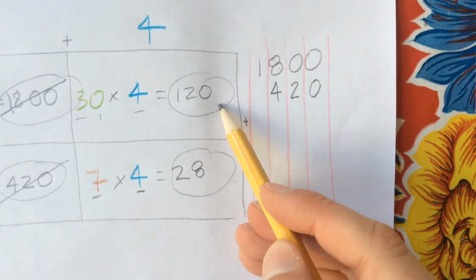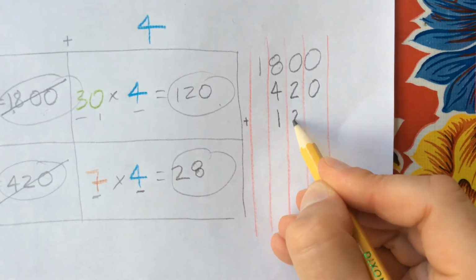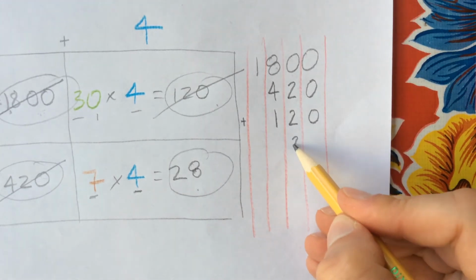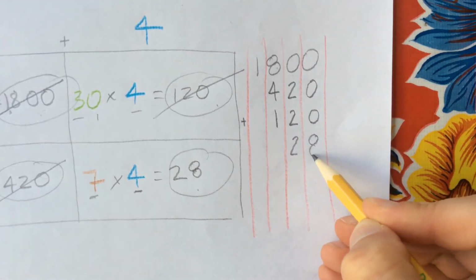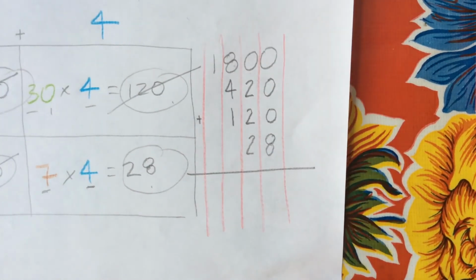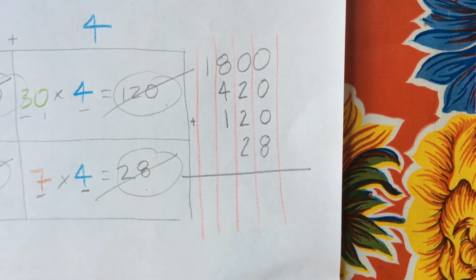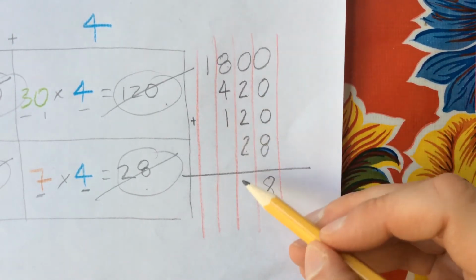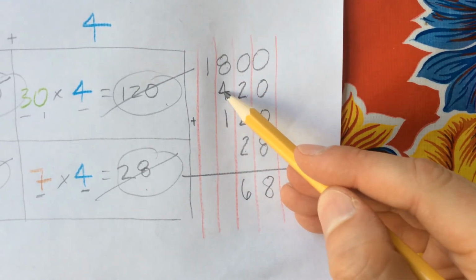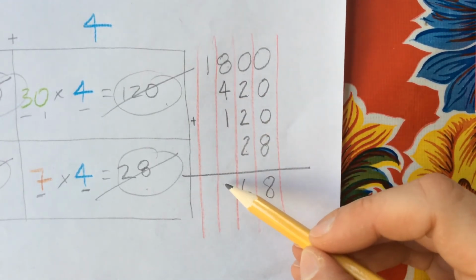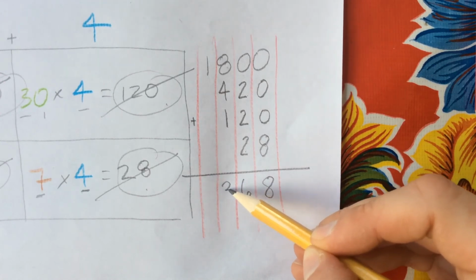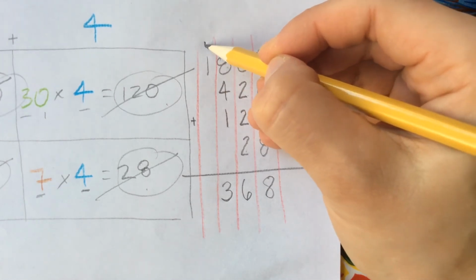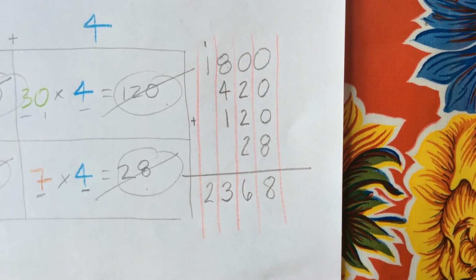And then I look at my 120. And again, my 100, my 20, 0 ones. And now my 28, the 20 goes into the tens, 8 into the ones. Cross it off. And now we add them up. So 8 plus 0 plus 0 plus 0 is 8. And 2 plus 2 plus 2 is 6. And 8 plus 4 is 12. Plus 1 is 13. And I'm very careful. I put the 3 from the 13 into the ones. And I carry the 10. And 1 plus 1 is 2.